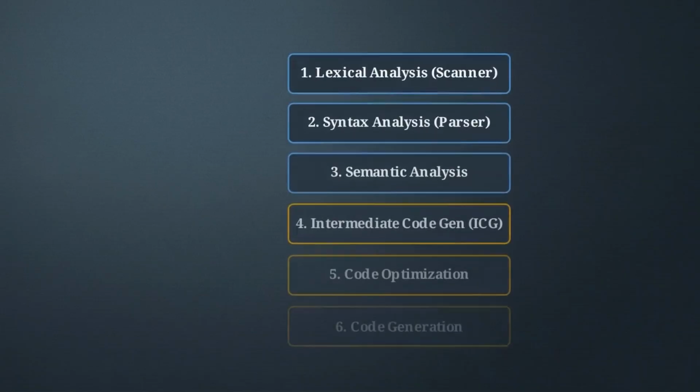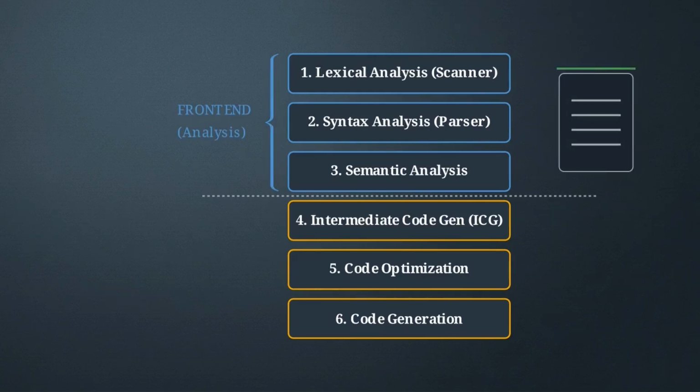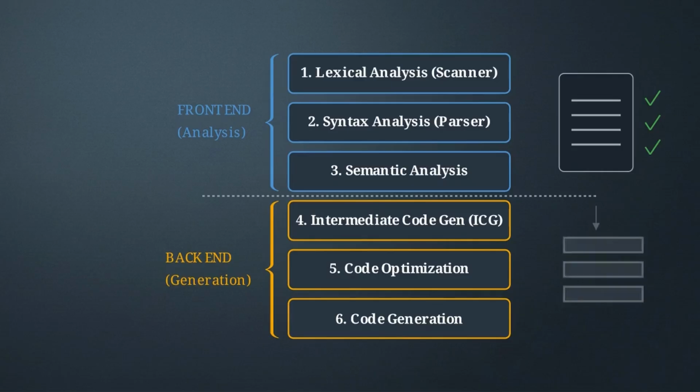To manage this complexity, we divide the pipeline into 2 halves. The top 3 phases make up the front end. This domain is analytical, focusing entirely on understanding and validating the programmer's code. The bottom 3 phases form the back end. This domain is generative, focusing on building and refining the final machine-level program.